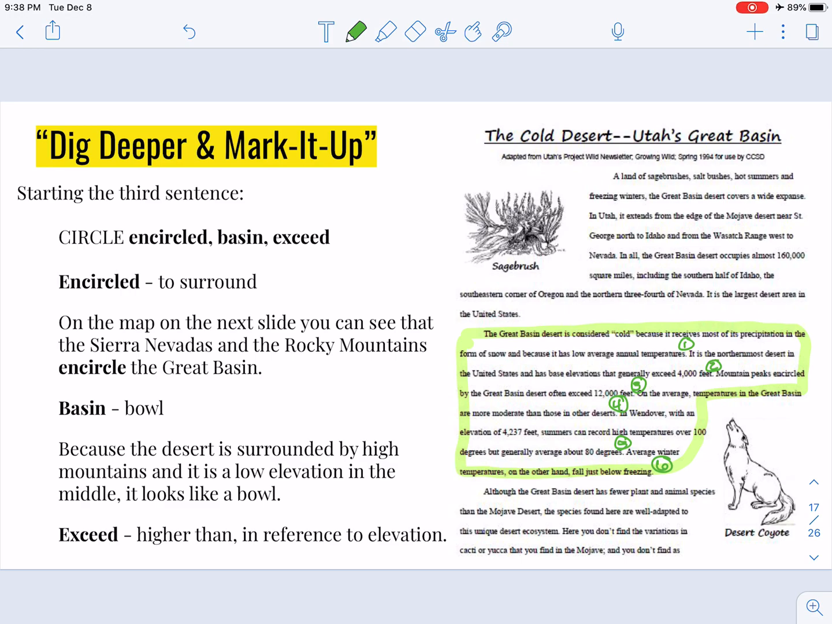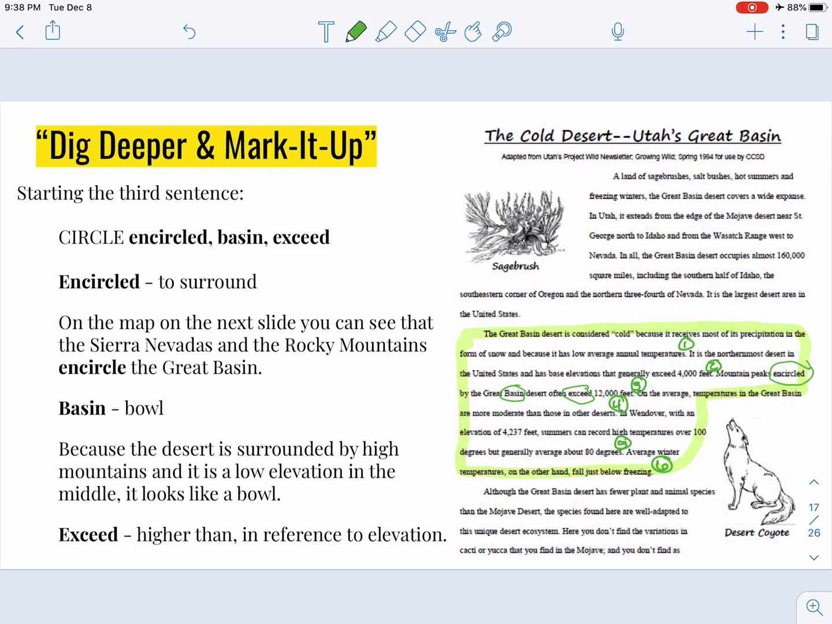Now, going ahead and we're going to look at that third sentence. It says, mountain peaks encircled by the Great Basin Desert often exceed 12,000 feet. Now, lucky for us, we talked again about exceed, and we know that exceed means it's higher than or above and beyond in reference when we're talking about elevation. We also circled the word encircled. When we encircle something, it means to surround something.